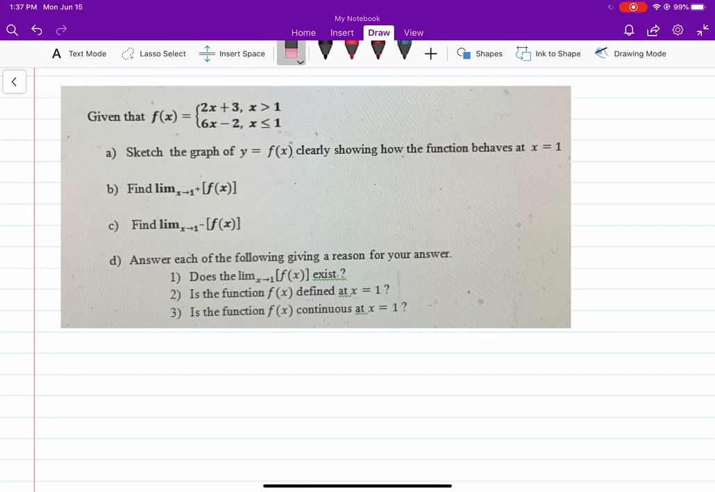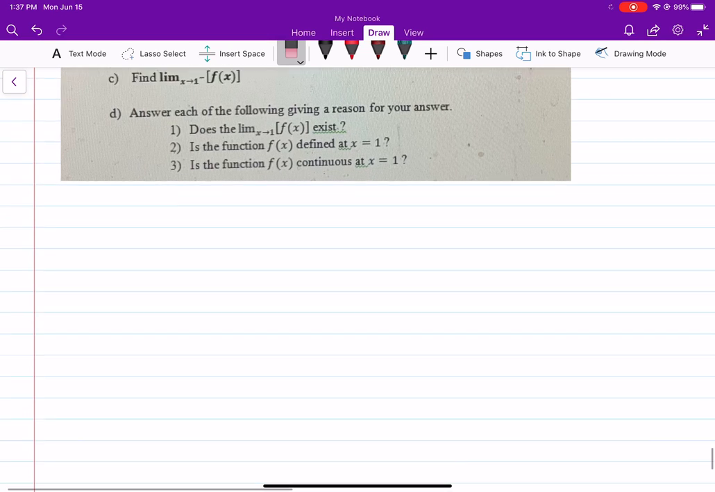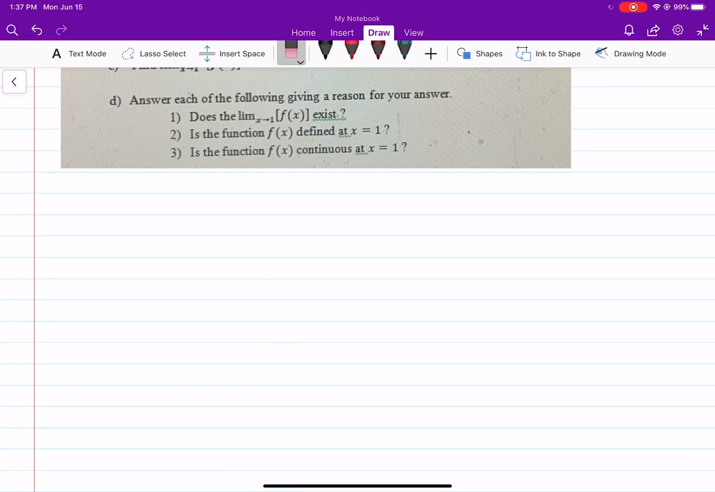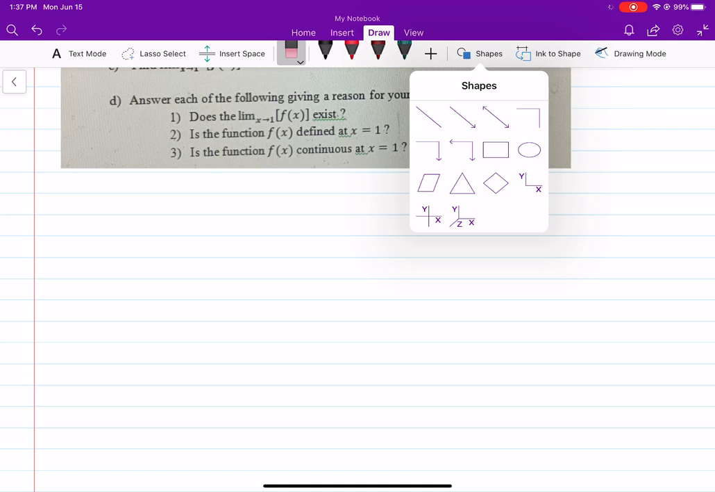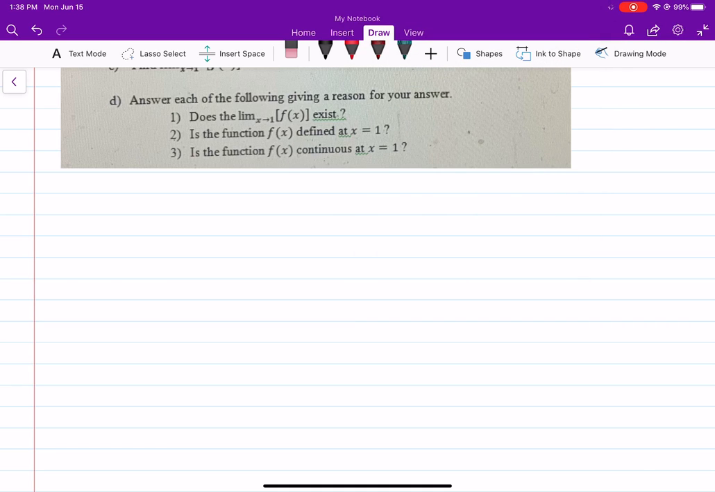You're given that f of x is equal to 2x plus 3 for x greater than 1, and f of x is 6x minus 2 for x less than or equal to 1. Sketch the graph of f of x. So that's the first thing we're going to do. Let's set that up. Let me see if I can draw a proper graph.